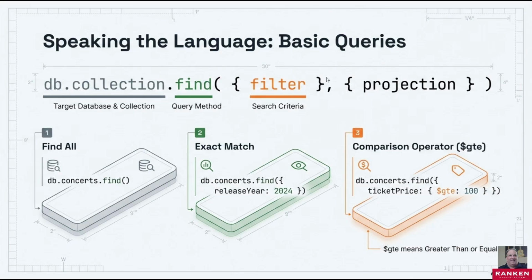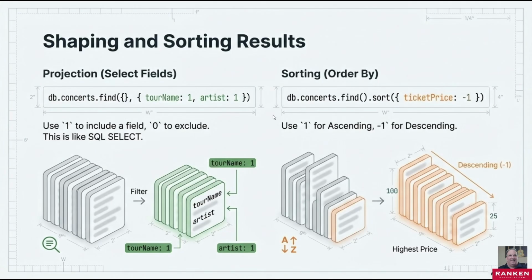So back up here, you do a find method, open and close parentheses, right? And then within there, you've got other options. You can do a filter, right? So in this case, we're doing a filter of release year equals 2024. Okay, so we're using a filter on that one. All right, shaping and sorting the results.